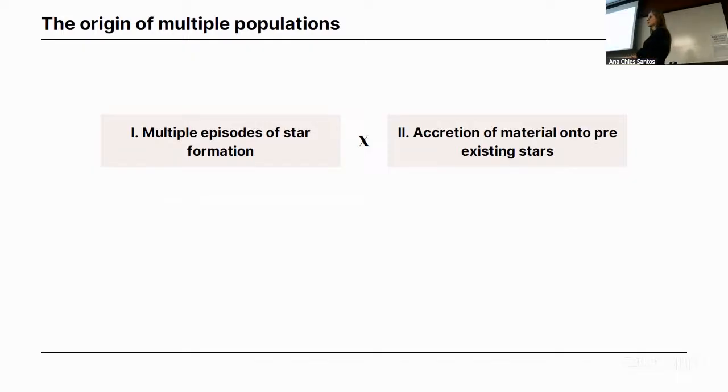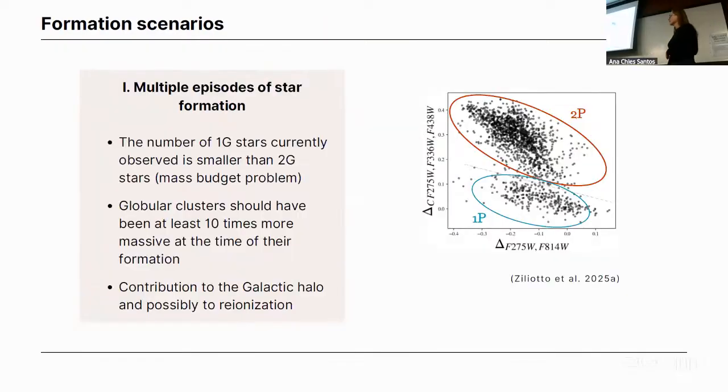Multiple episodes of star formation, or accretion of material onto pre-existing stars. So the first one, as the name says, predicts that the differences that we see in light element abundance content are because of multiple episodes of star formation inside the same cluster. So if you look into the chromosome map, you can see that around the origin, we have first population stars and here second population stars.